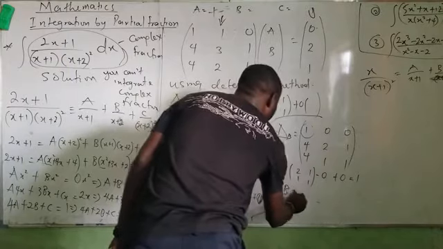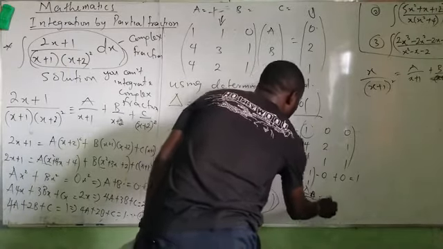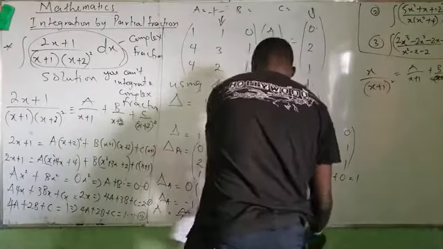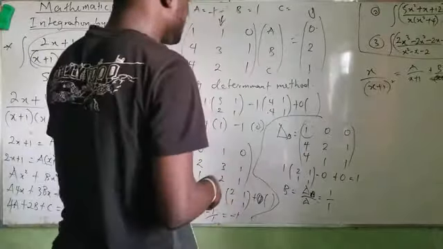My B will be equal to the determinant of B over the determinant of A, which is equal to what? 1 over 1, which is equal to 1. My B is 1. Now, remember my C.